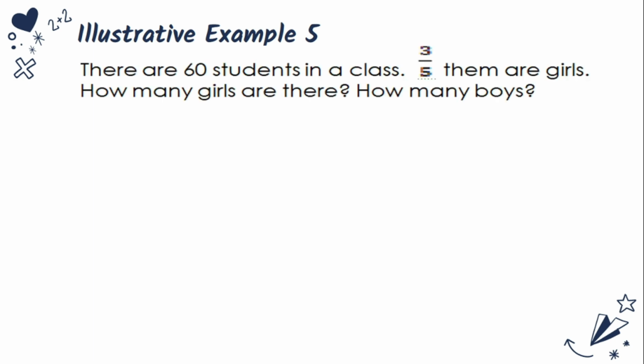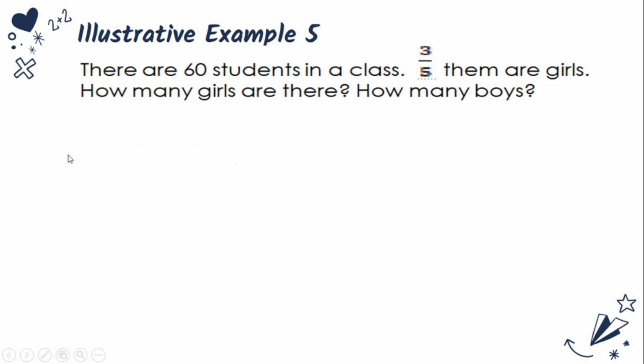Next, we have illustrative example number 5. It says, there are 60 students in a class. 3/5 of them are girls. How many girls are there? Then how many boys are there? So, how many is the total number of children? 60 students, right? And the fraction 3/5 was given for the girls.